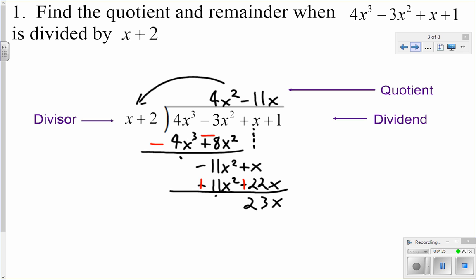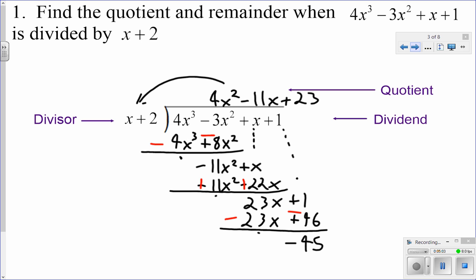At this point, I drop down my next term, plus 1, cover up my 2. x times what is 23x? That's plus 23. Then I multiply it through, and I get 23 times x is 23x. 23 times 2 is going to be plus 46. Remembering I'm subtracting, so I'm going to change the signs on both of them. And this should always go to 0. And 1 minus 46 is a negative 45.